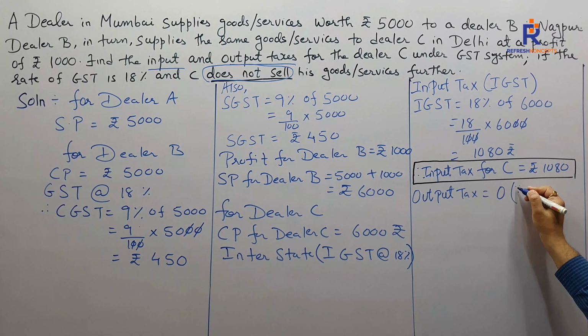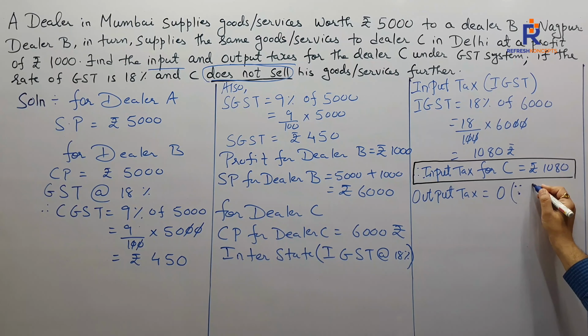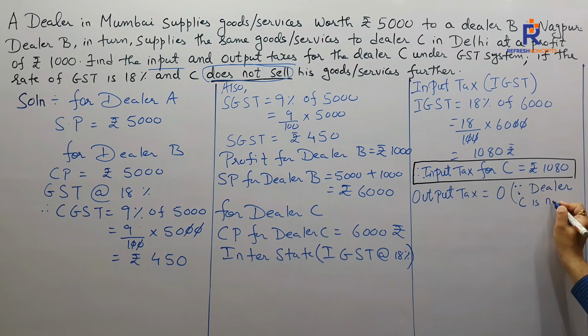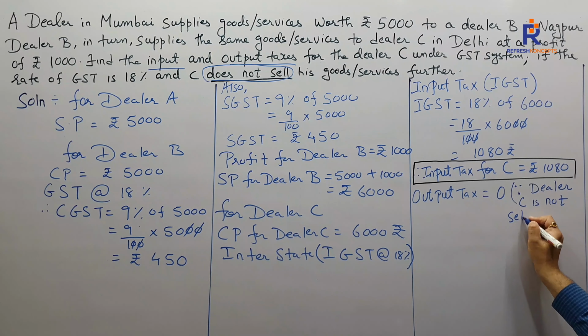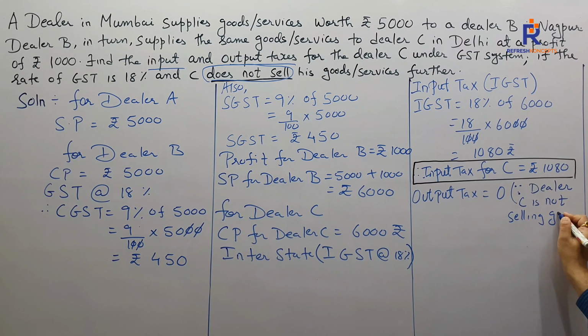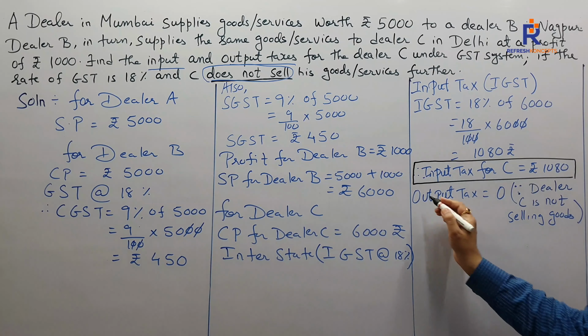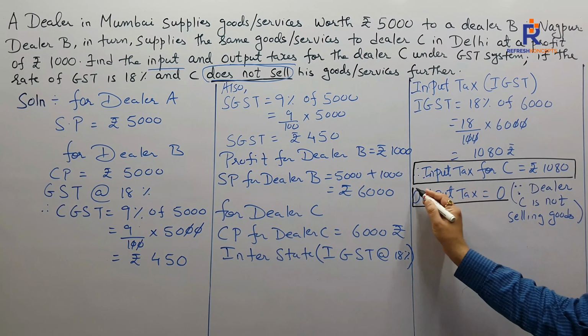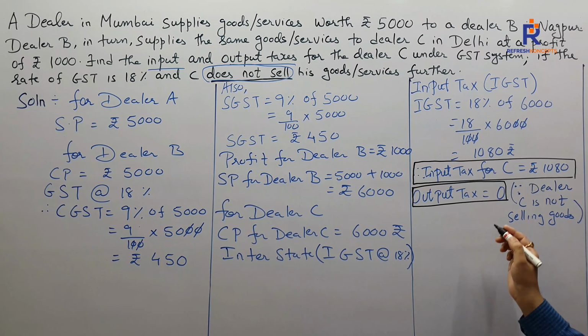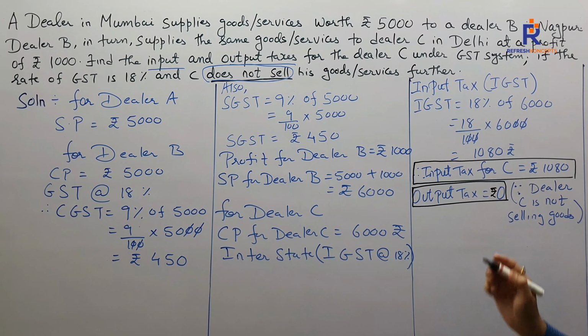Since dealer C is not selling goods, the output tax is going to be 0. Right, children? So input tax for dealer C is 1080, and that too it's IGST, mind you. Output tax, since he is not selling, that's the reason it is rupees 0. Right?